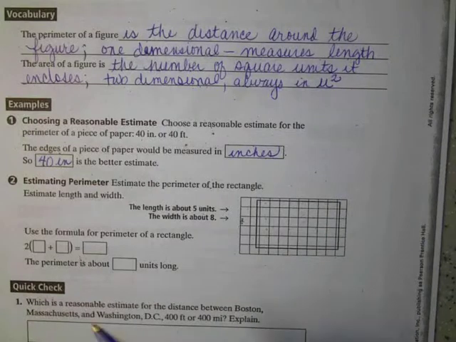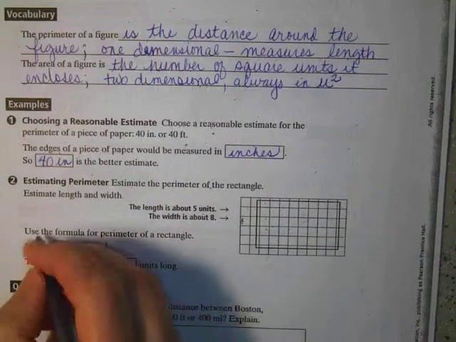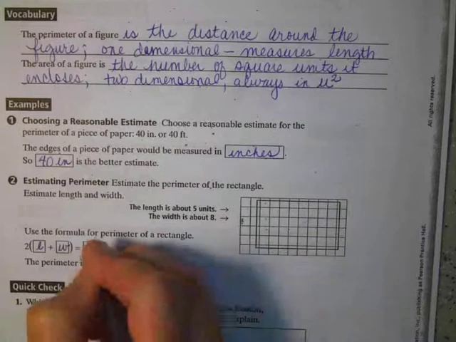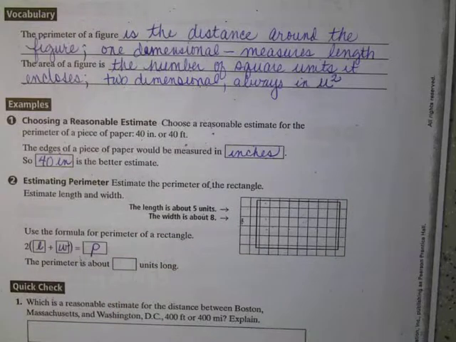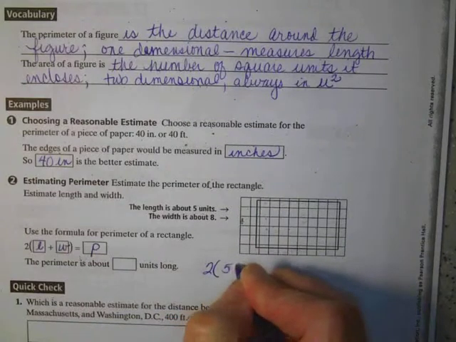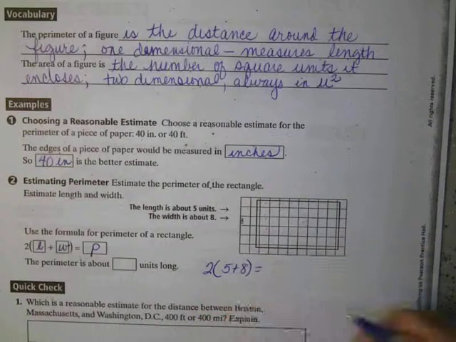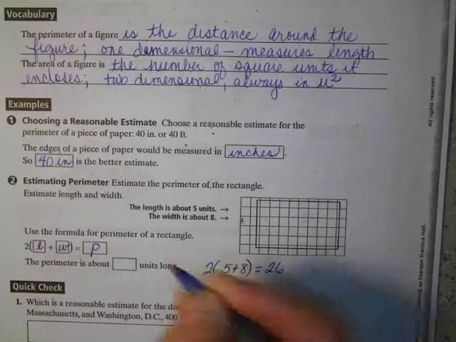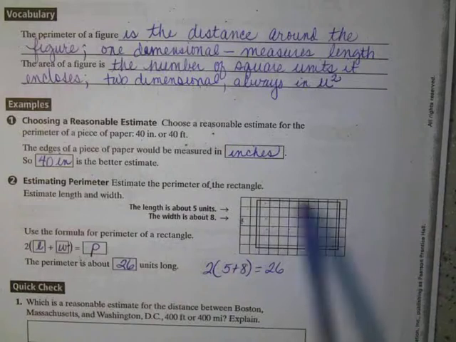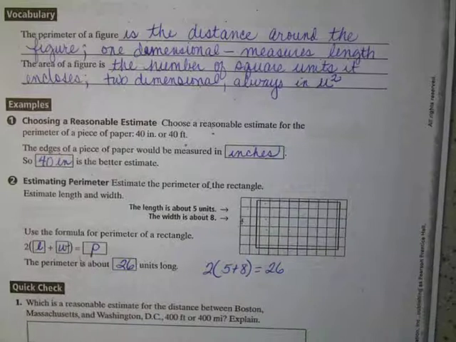There is a formula for the perimeter of a rectangle, and it's twice times the length plus the width. So the perimeter is about, we're going to do 2 times 5 plus 8, which is 13. 2 times 13 is 26. So it's about 26 units long. In this case, we're just going to do units because we don't know the size indicated by each square.